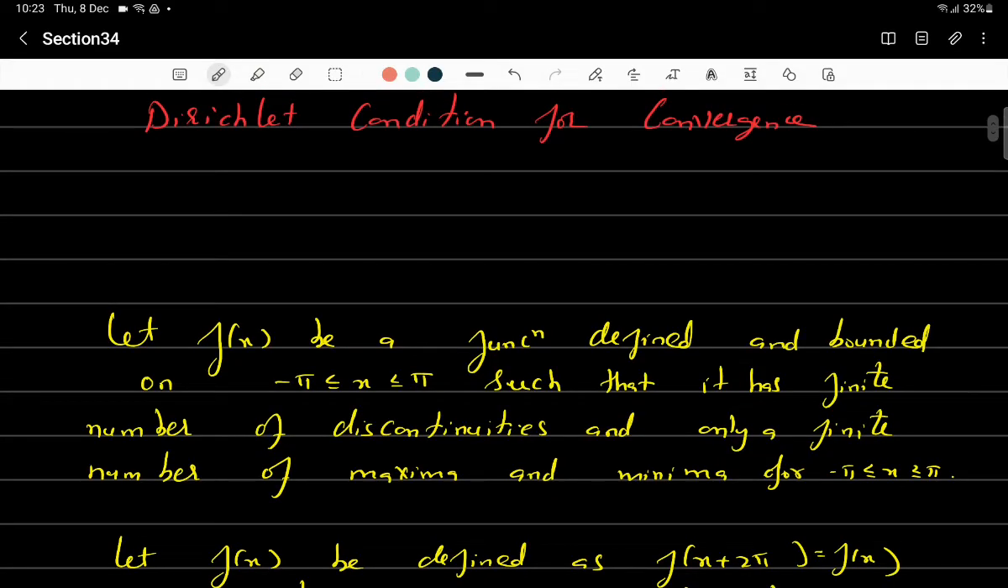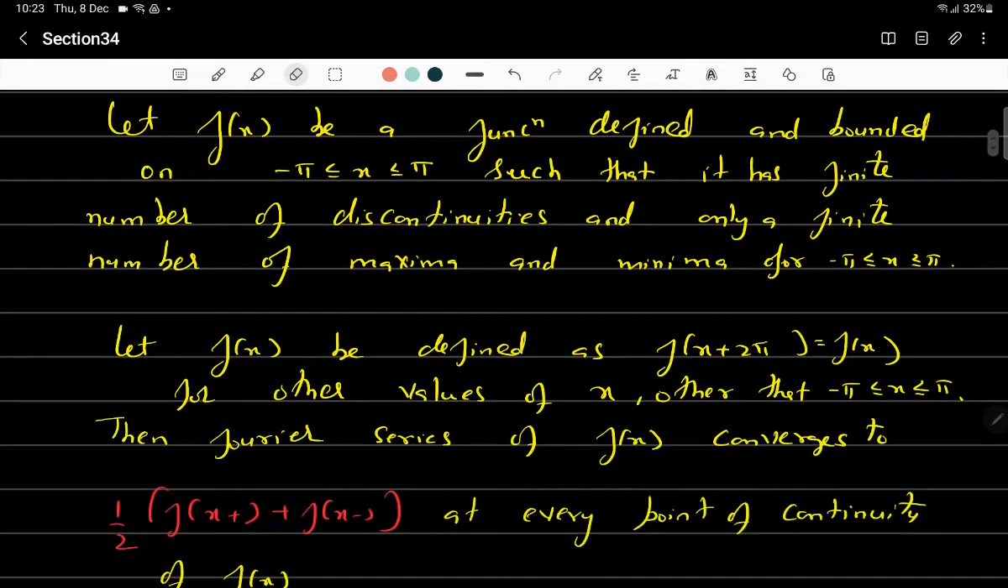If it is, for example, defined like this from 0 to pi, and from minus pi to 0 it is 0 and then it is x. Then if I have to extend it, it will remain like this, 0 and then this, 0 and then this. Similarly, it can be extended on the left hand side. So this is why I assume the function to be periodic.